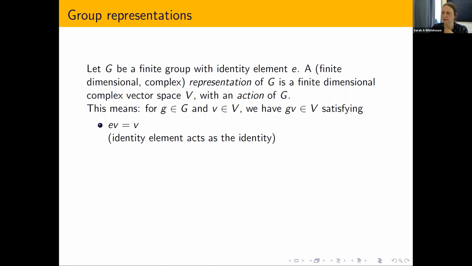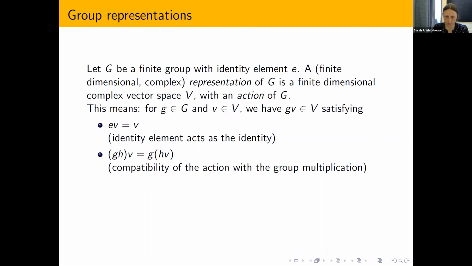And you have to have some compatibility conditions between the group structure and the vector space structure. This thing, a vector space with an action of a group, is putting together a vector space and a group, and you would expect some axioms for that to be reasonable. Compatibility, as I say, between the group structure and the vector space structure. One thing that you would expect is that the identity element of the group should act as the identity. So if you act on a vector by the identity element in the group, then it shouldn't change. So ev is v. This is true for all v in the vector space.